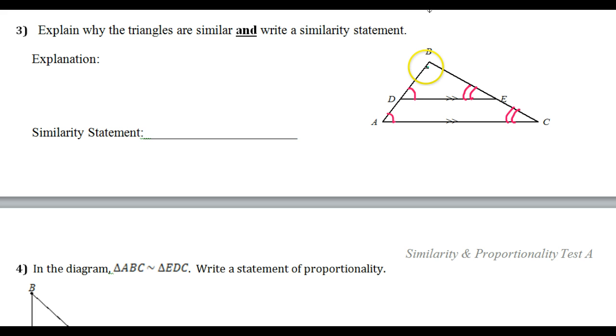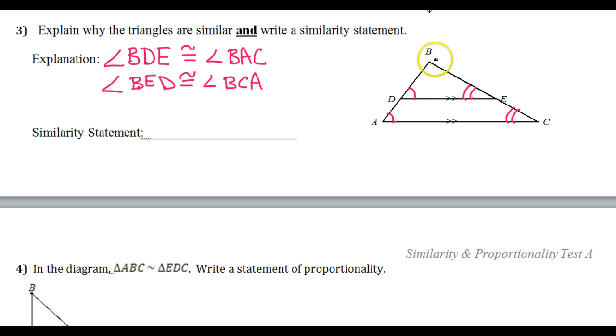But actually we know all three because this angle is a shared angle for both the inner triangle and the outer triangle. So angle B will be congruent to angle B by the reflexive property. So you can pick any two pairs of angles and use that to explain why the triangles are similar. So I think I'll just use the corresponding angle explanation.